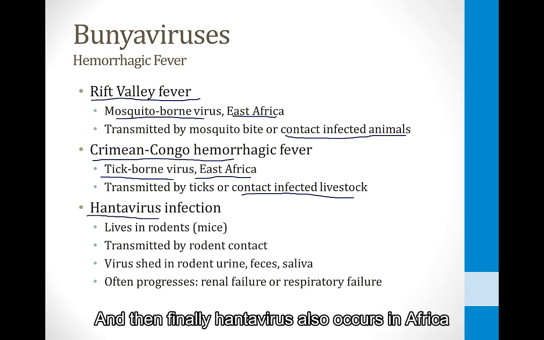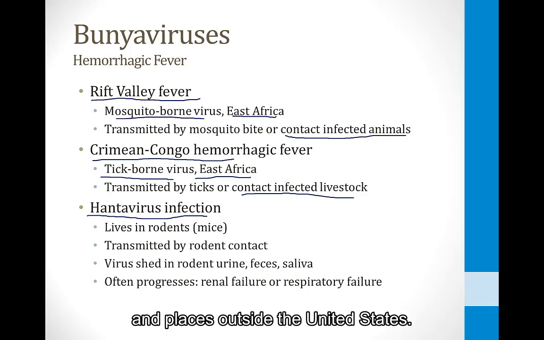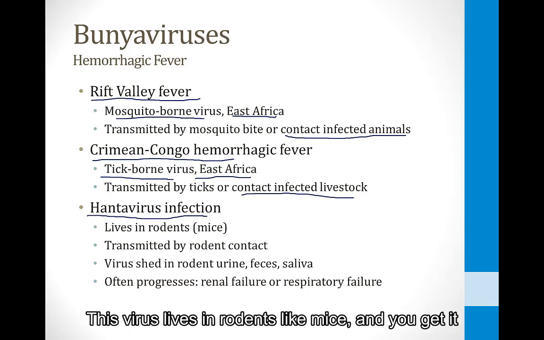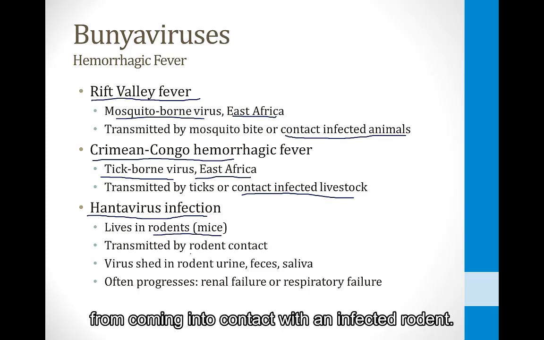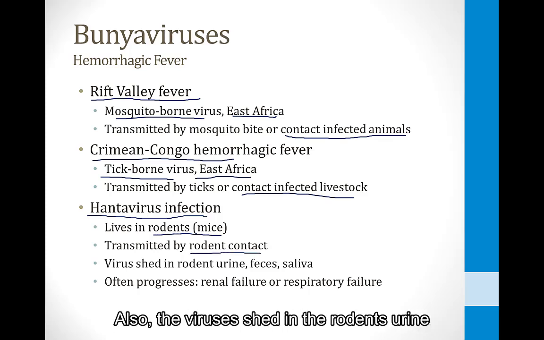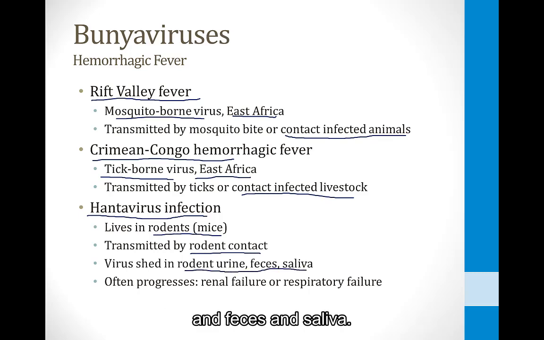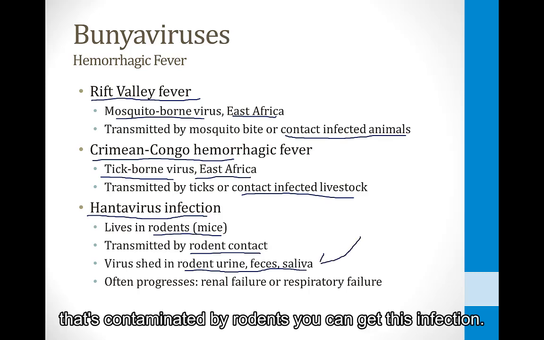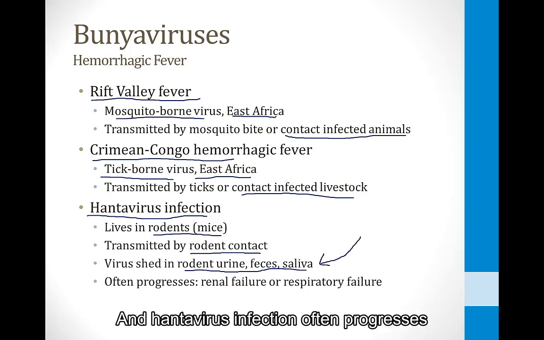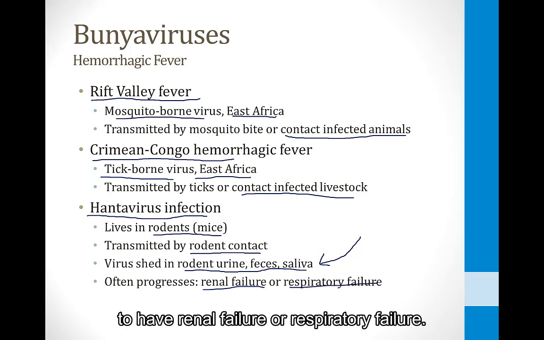And then finally, hantavirus also occurs in Africa and places outside the United States. This virus lives in rodents like mice, and you get it from coming into contact with an infected rodent. Also, the virus is shed in the rodent's urine and feces and saliva, so if you consume food or water that's contaminated by rodents, you can get this infection. And hantavirus infection often progresses to renal failure or respiratory failure.